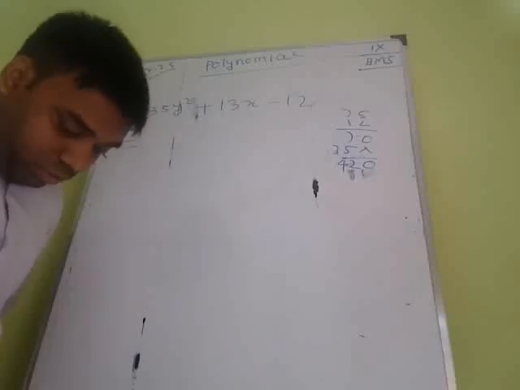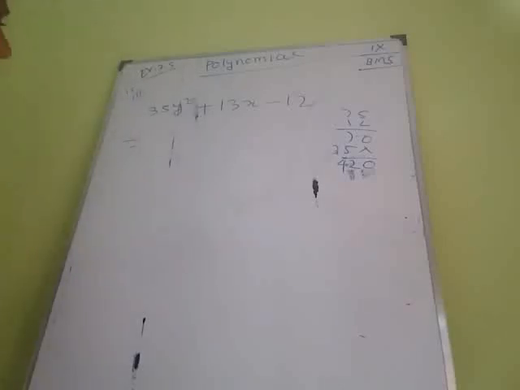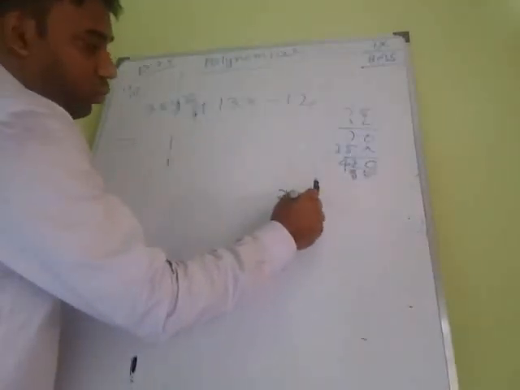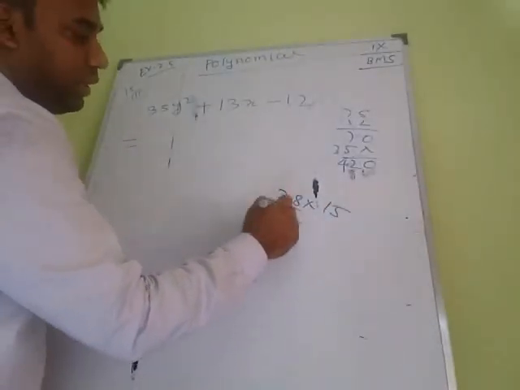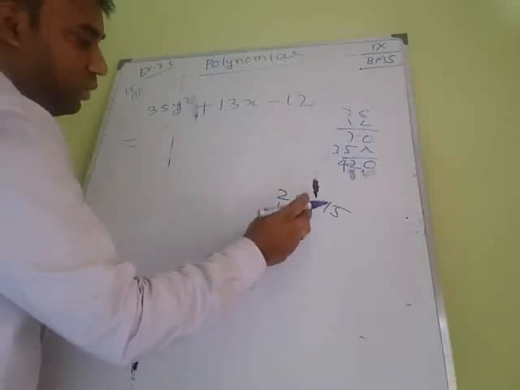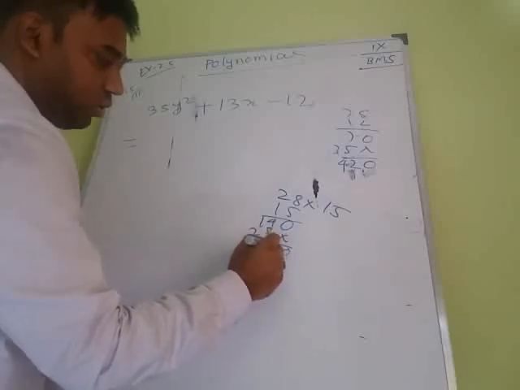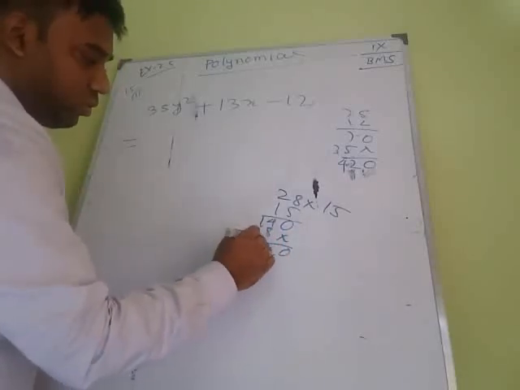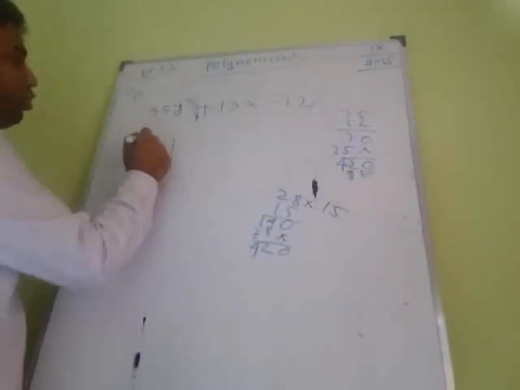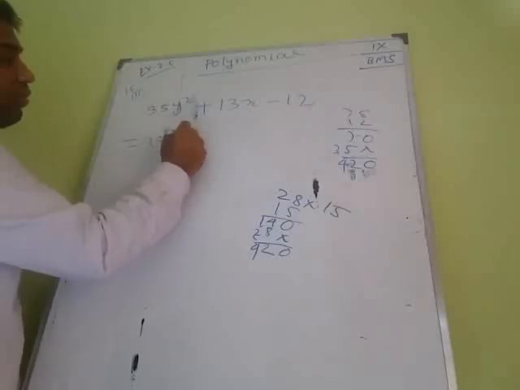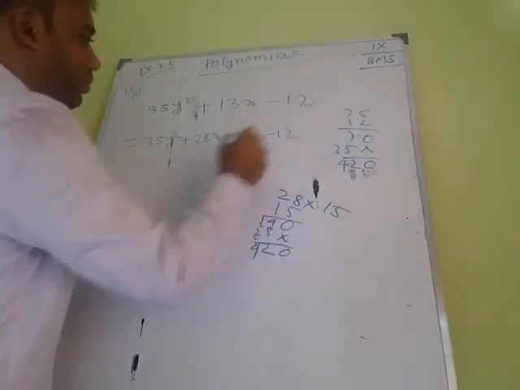So students, 28 into 15, what will be the multiplication of that? It is 420, and 28 minus 15, that is 13. So 35y square plus 28y minus 15y minus 12.